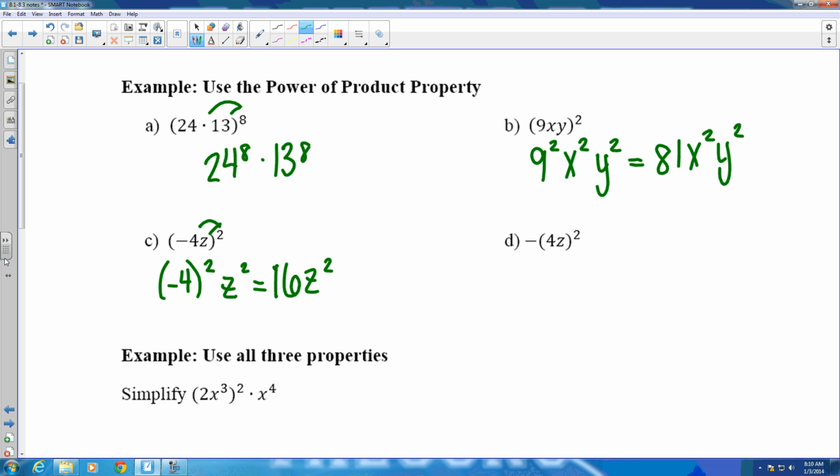D is a little bit different though because the negative's on the outside. So we know that we're just going to have a negative answer. So negative 4 squared times z squared. 4 squared is 16. And we know we have to have that negative outside because the negative was on the outside of the parentheses, not included with the 4.